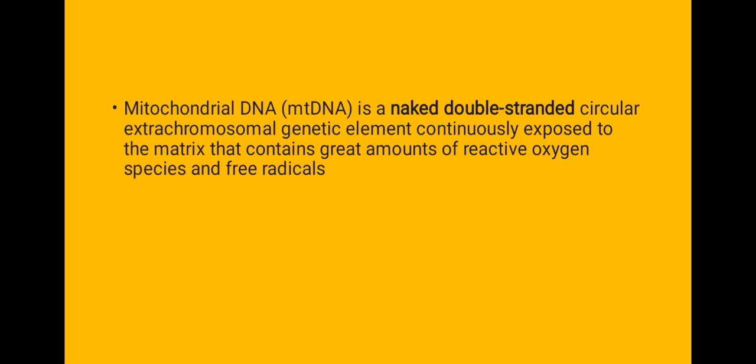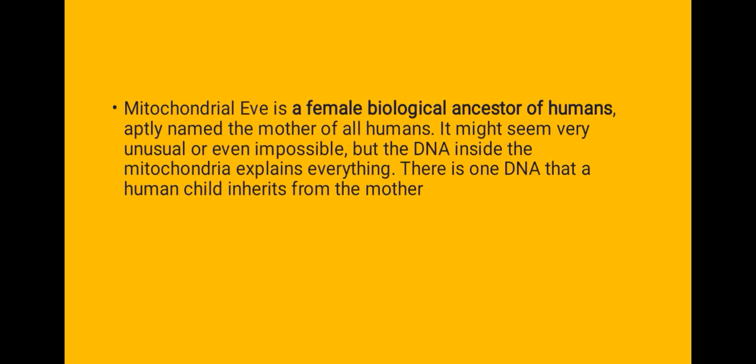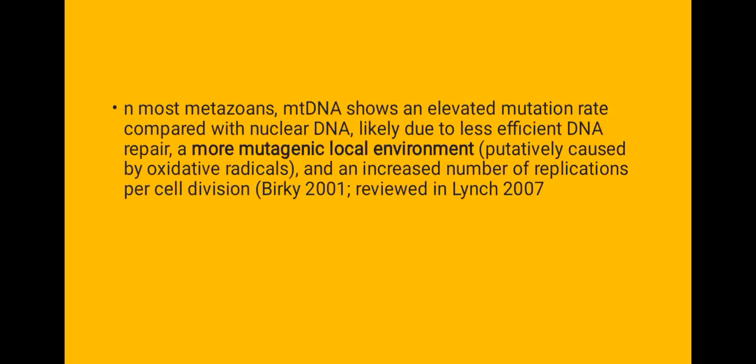Mitochondrial DNA is a naked, double-stranded, circular, extrachromosomal genetic element continuously exposed to the matrix that contains a great amount of reactive oxygen species and free radicals. Mitochondrial Eve is a female biological ancestor of humans, aptly named the mother of all humans. It might seem very unusual or even impossible, but the DNA inside the mitochondria explains everything. There is one DNA that a human child inherits from the mother.